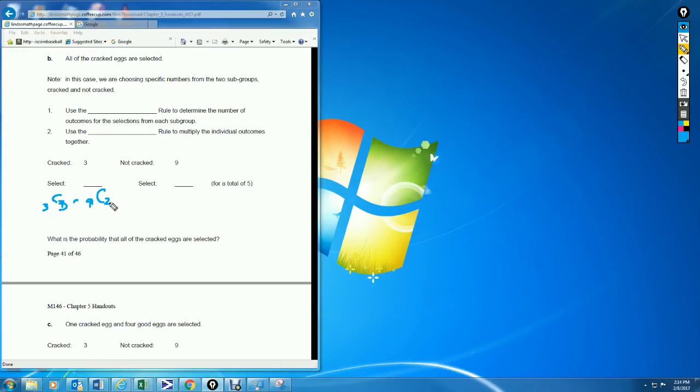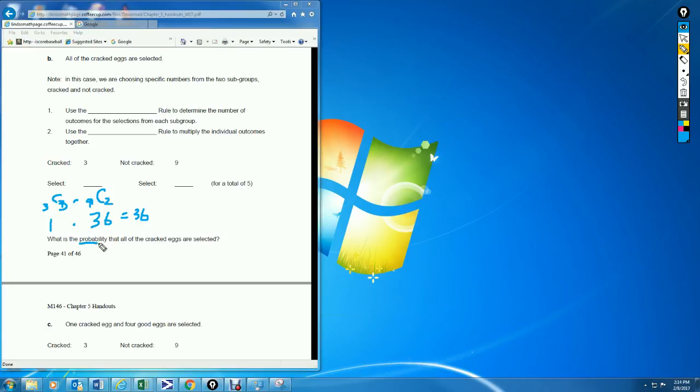Sorry, we already did both of those calculations. 3C3, which is 1, times 9C2, which is 36. Or in other words, 36 total ways to select all of the cracked eggs. Okay.